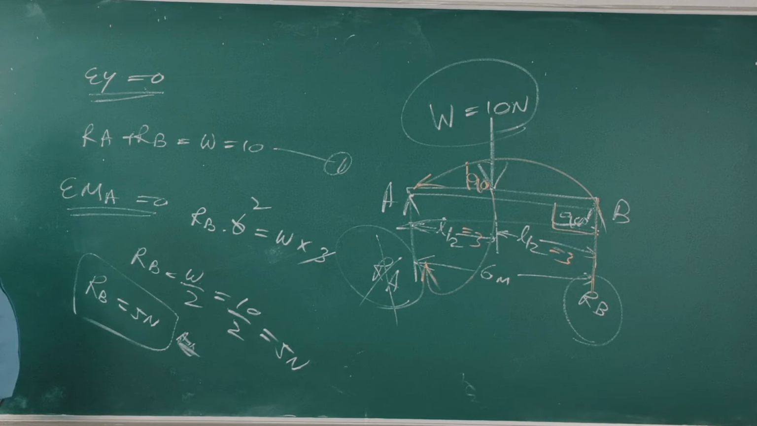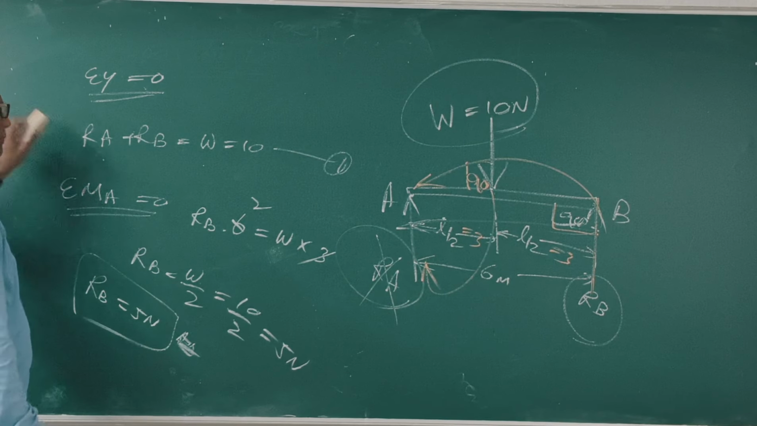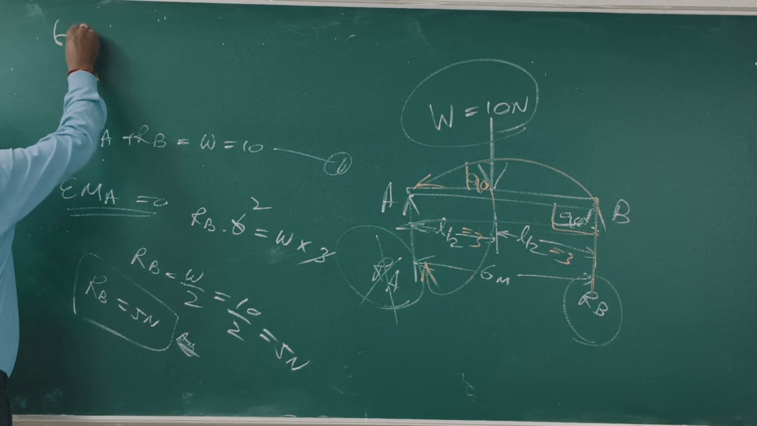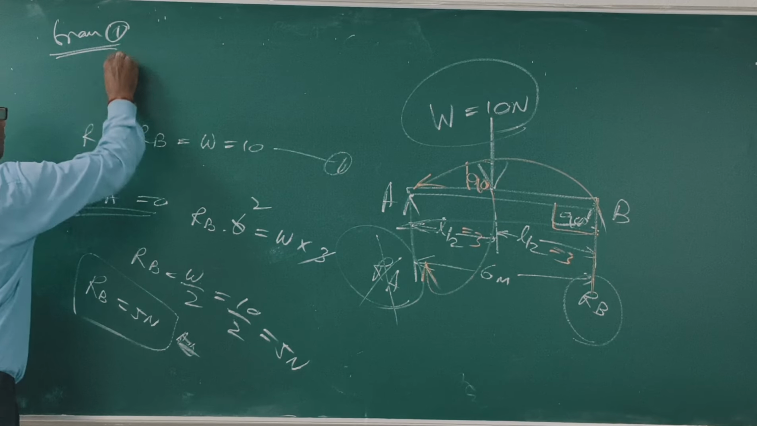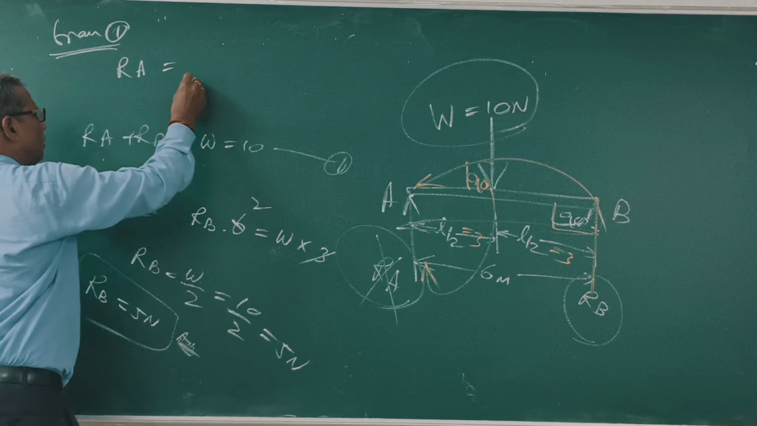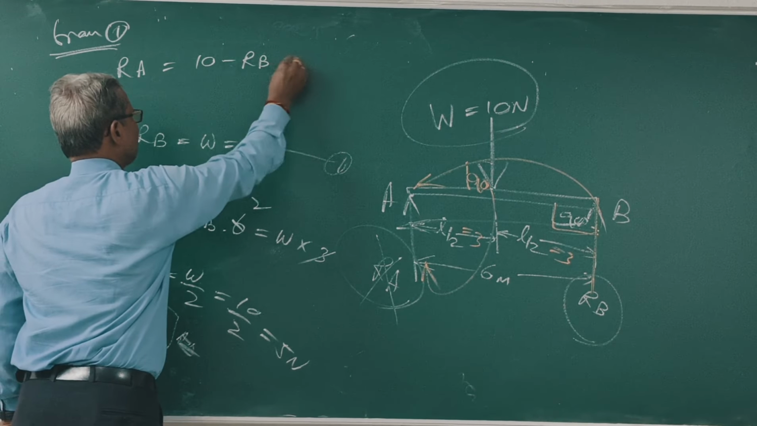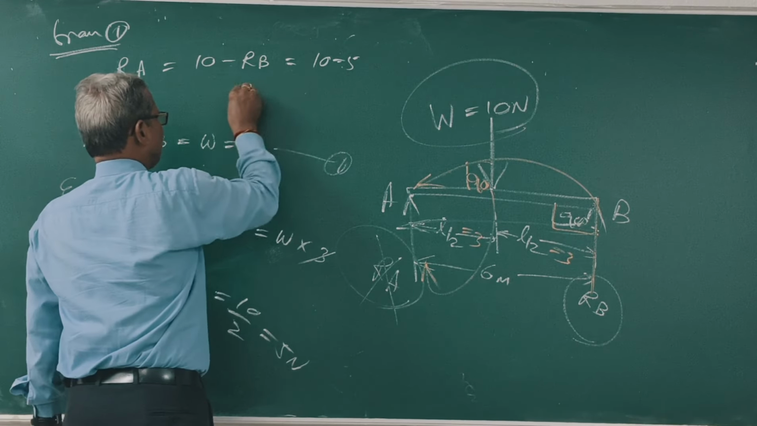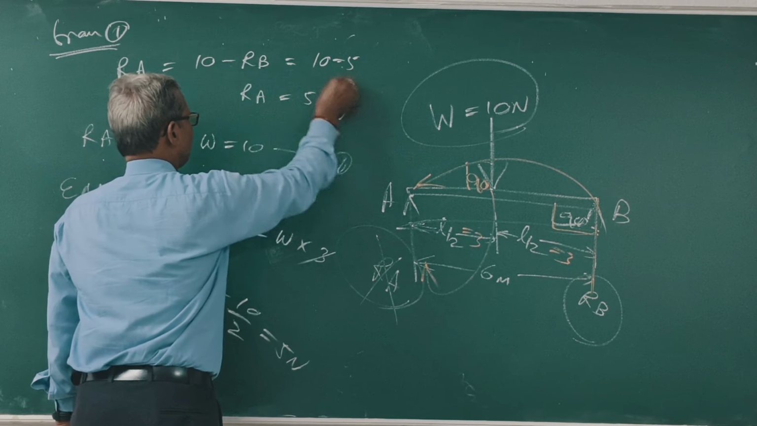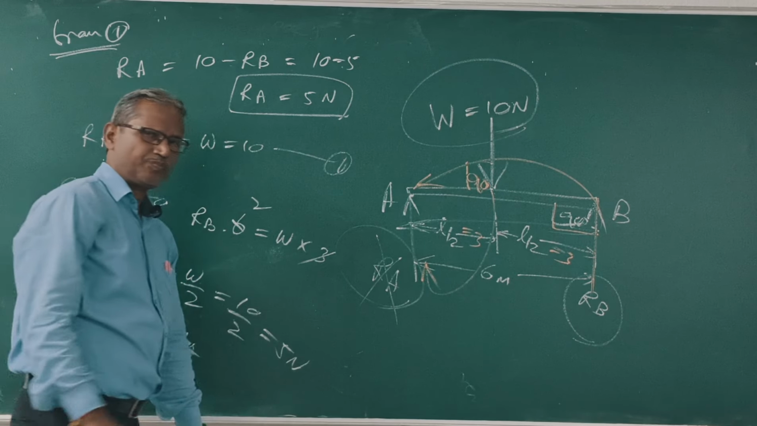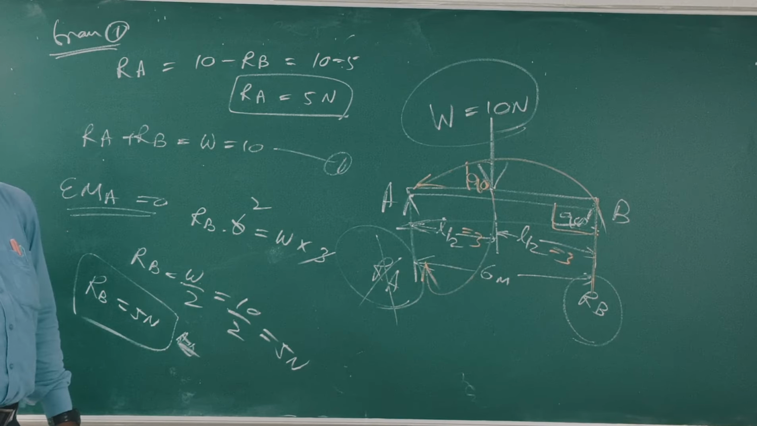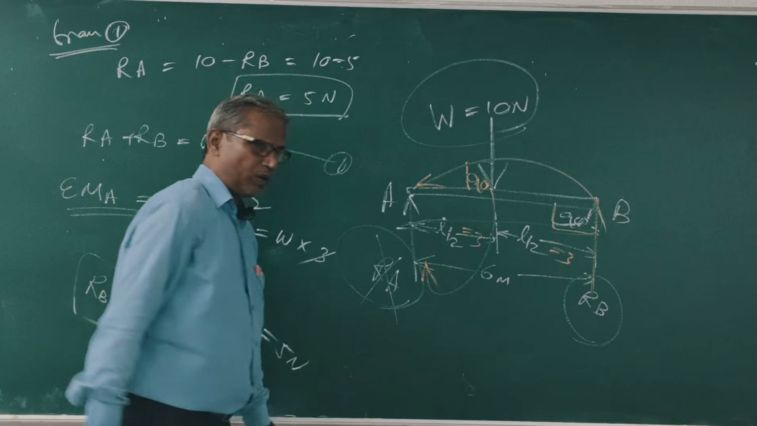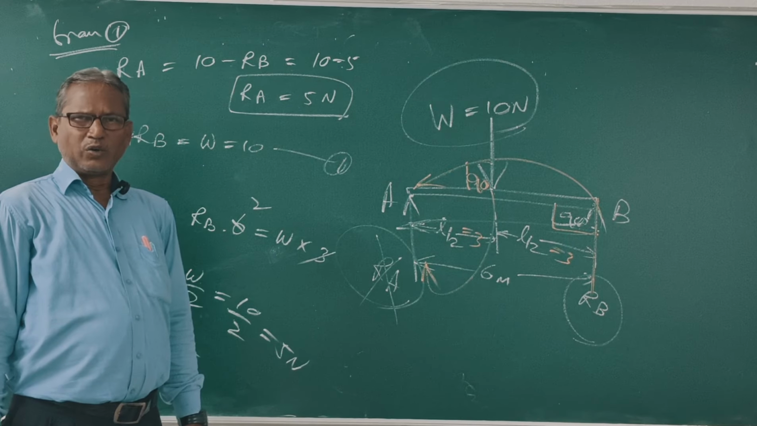Clear? Now Ra. From equation 1, what is Ra equal to? 10 minus Rb. So 10 minus 5. So Ra is equal to 5 Newton. Clear? This is the answer. Another question we will do. Last class we have done 21 number of problems.